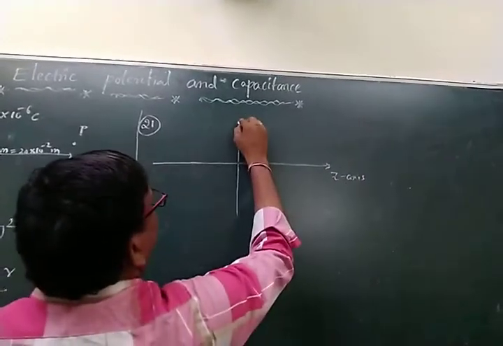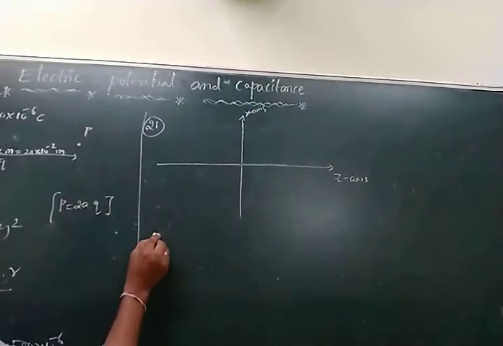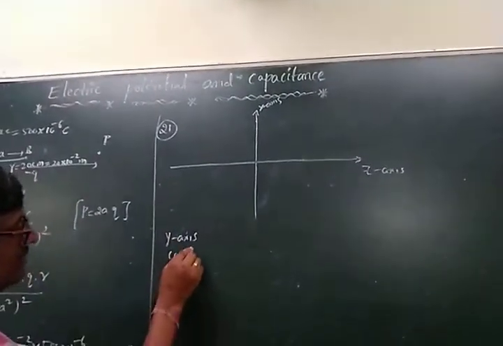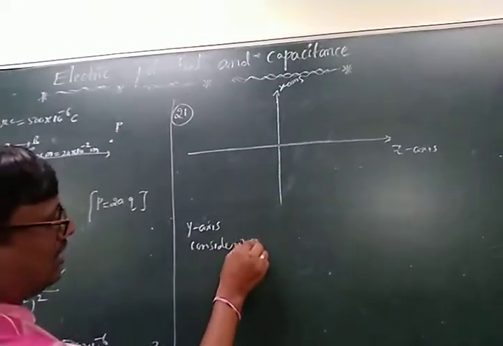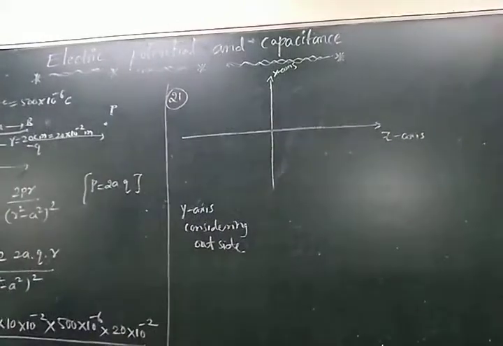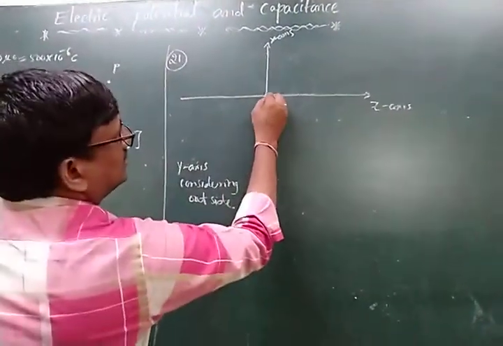It is considered the x axis. The y axis we consider the outward, considering outside. Now, because the points are given along the z axis, that's why we are taking the z axis. The center is O.